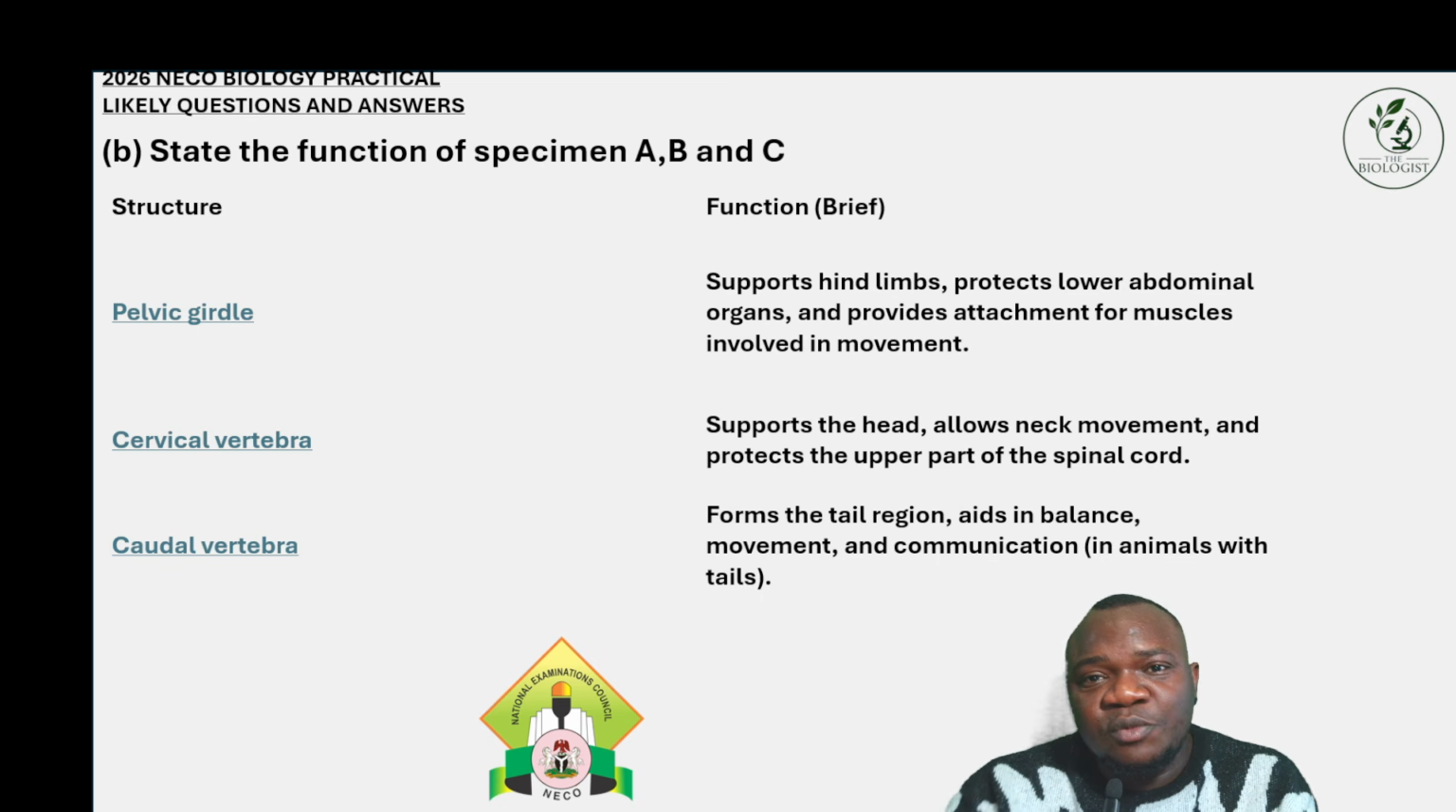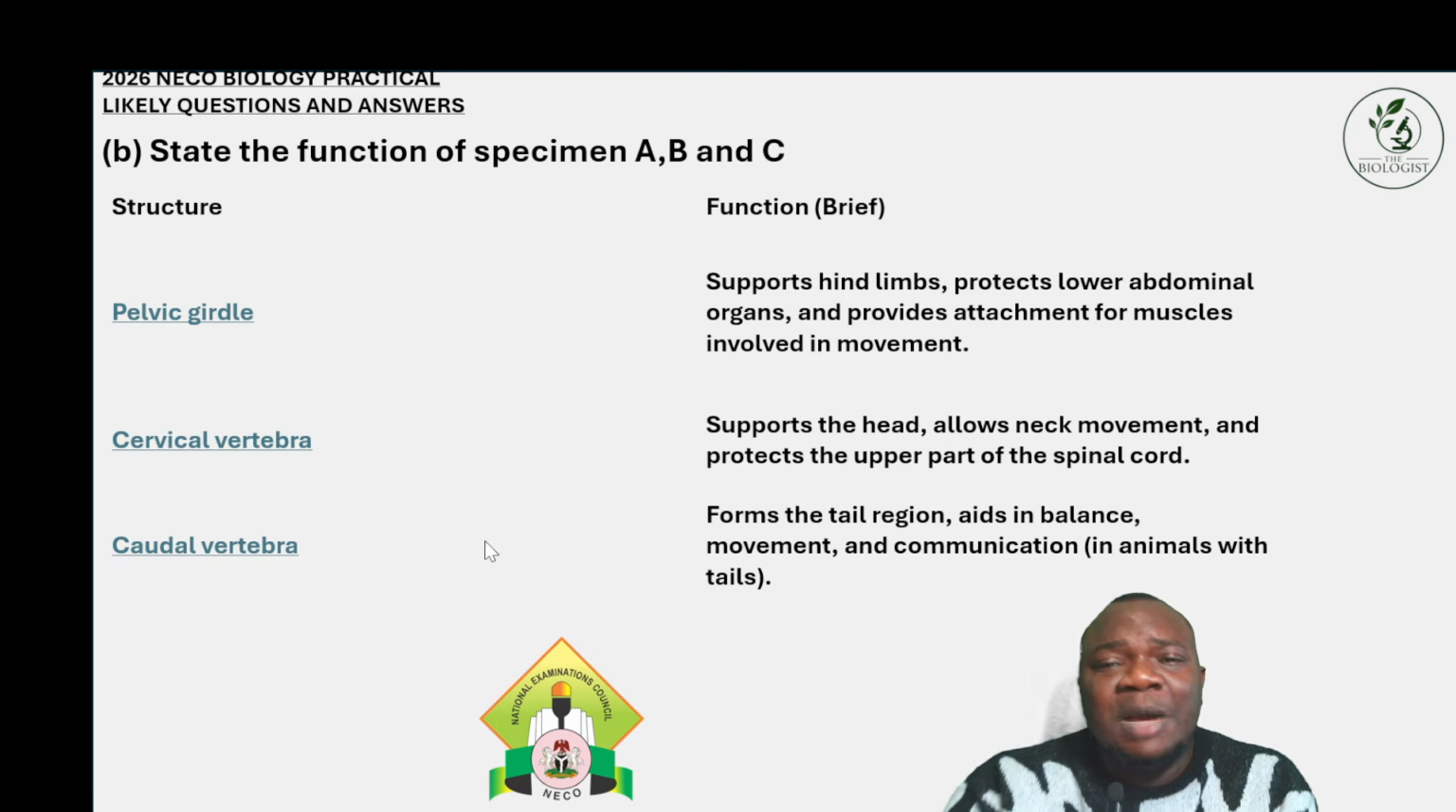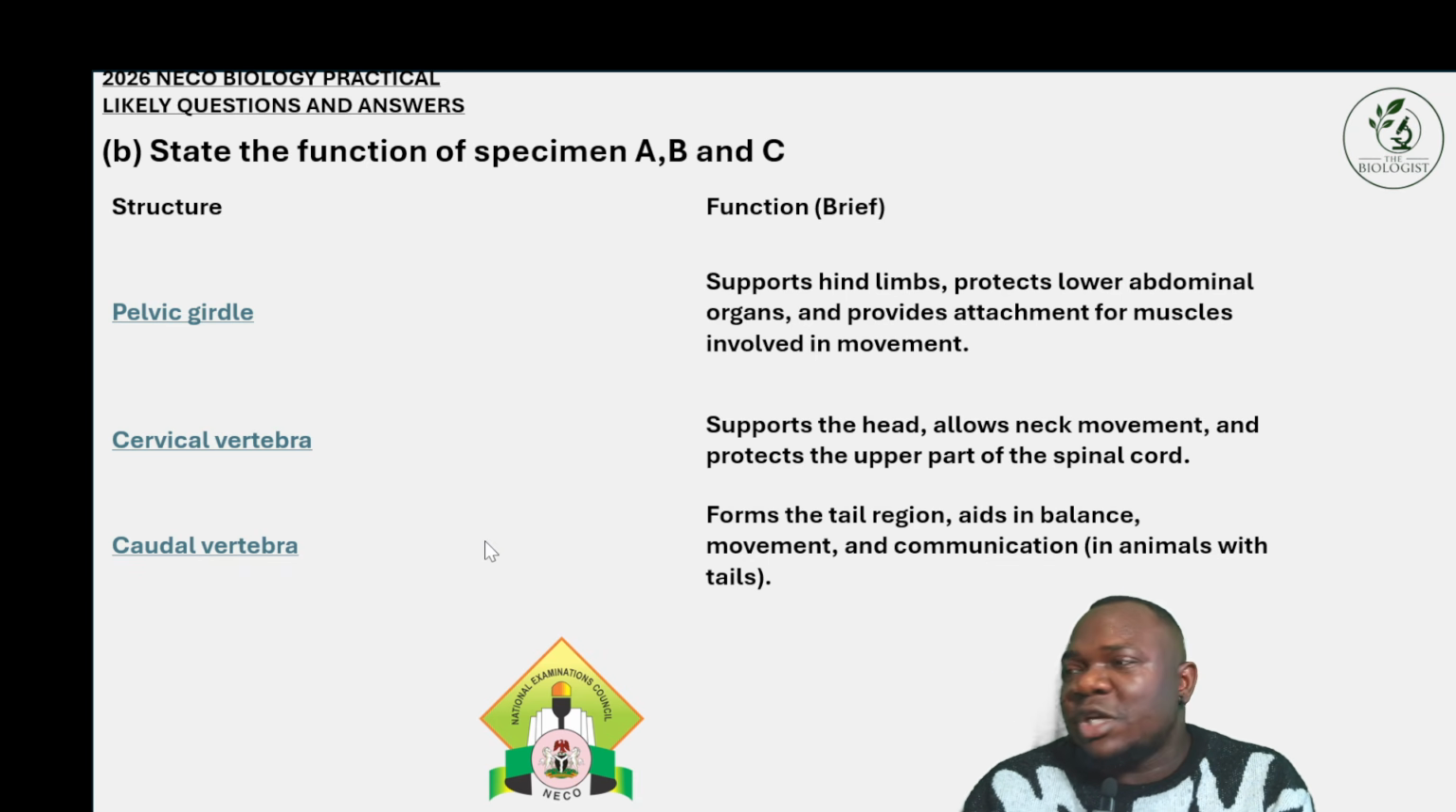So pelvic girdle supports the hind limbs, protects lower abdominal organs, and provides attachment. You can see the cervical vertebrae support the head, allow neck movements, protect the upper. You understand? So I'm not here to start reading the slide. I'm just giving you an idea and my predictions.